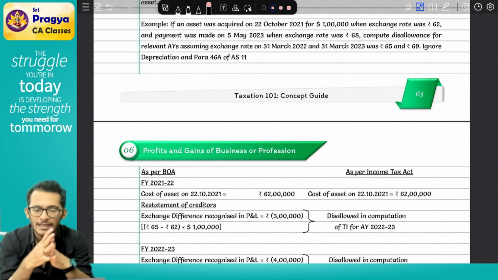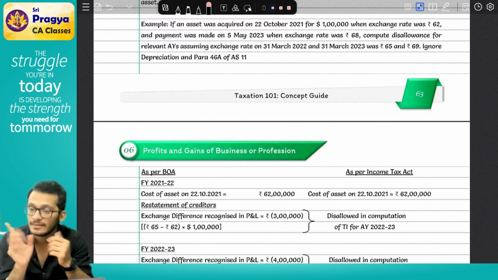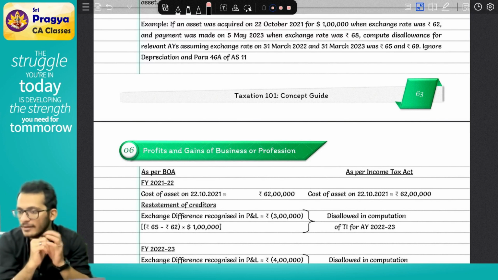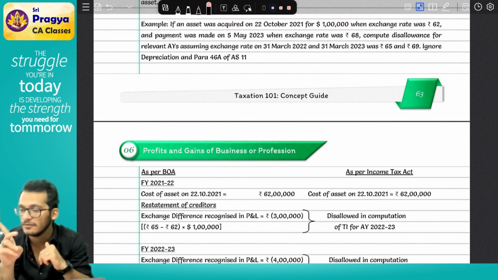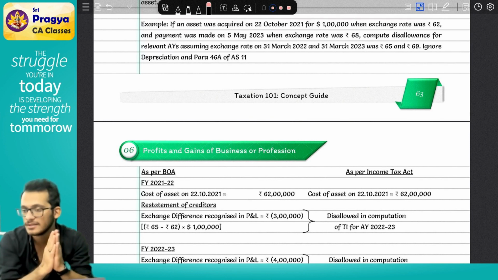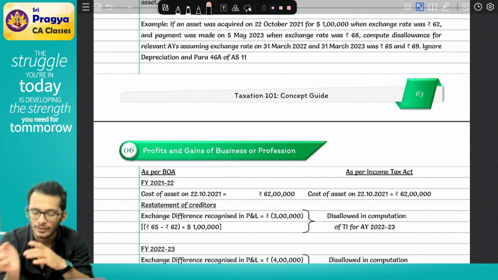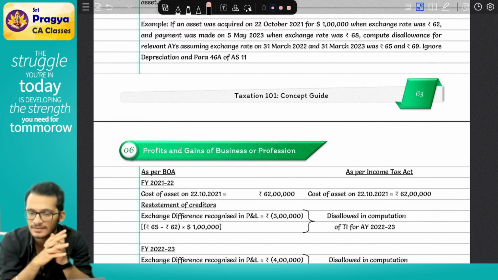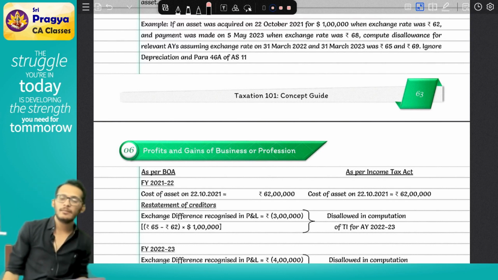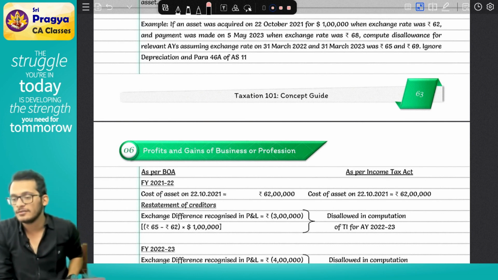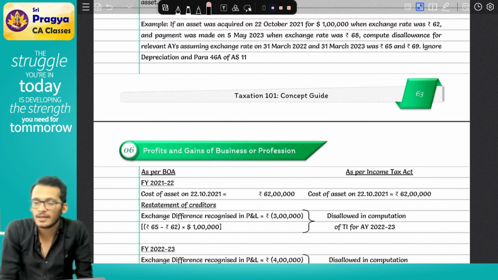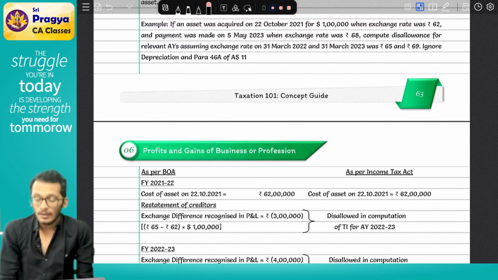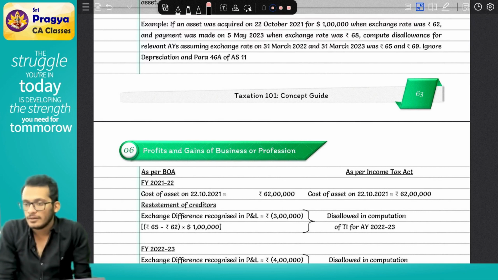Now, after 22nd October 21, when did you make the payment? May 23. In the middle, there were year closures. First year closure was from 22nd October 21 to 31st March 22. On that date, the exchange rate was showing as 65. Accounts will say, you initially thought you have to make a payment of 62. Today, the asset is showing 65, which means you are likely to incur a loss of 3 per dollar.